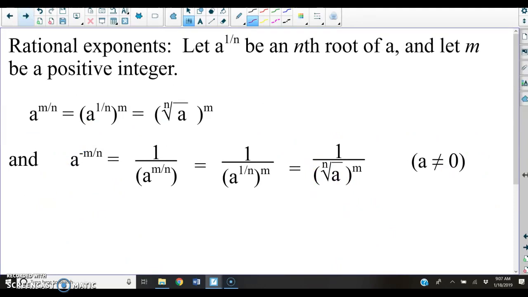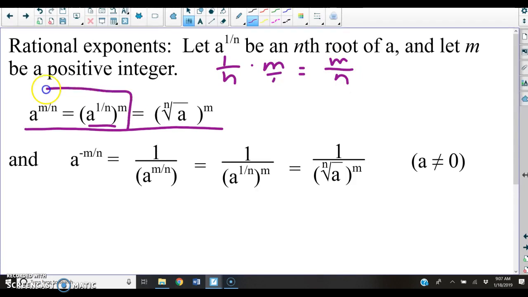Okay, rational exponents is what we're using. Please realize that you can split the denominator and the numerator apart as long as you put 1 over your denominator. Because remember the power rule, when you raise powers to powers, you multiply exponents. So 1 over n times m, you'd put the m over 1 and get m over n. So these are definitely equivalent.